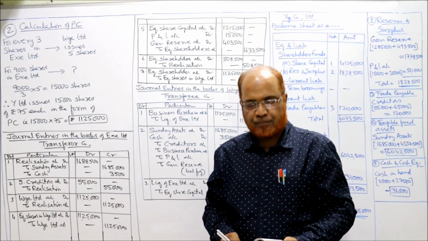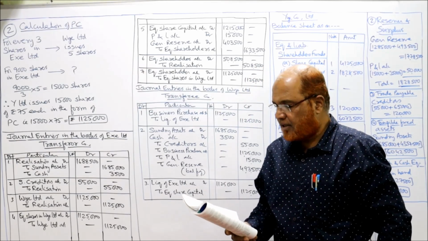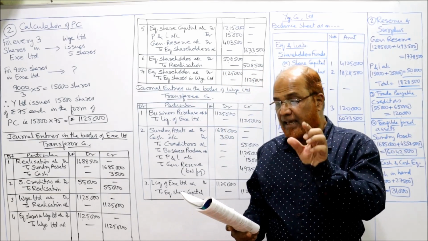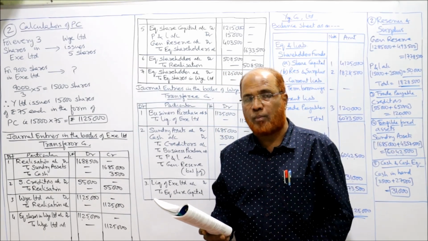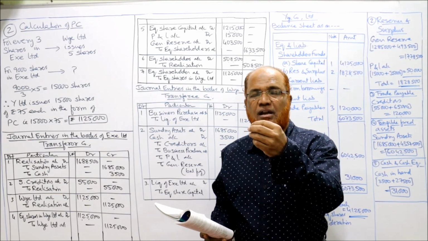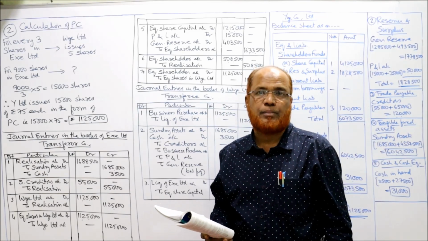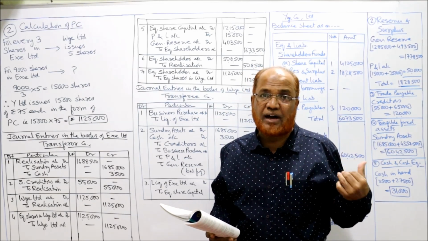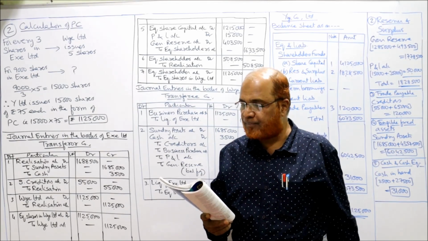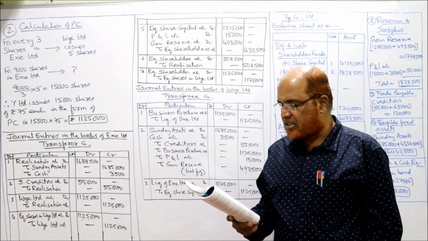See problem number 2. Already you have the printout of the problems you have taken from the link. X Limited is absorbed by Y Limited. So we can see X Limited is the transferor company and Y Limited is the transferee company. Purchasing company is Y Limited and the vendor company, which is being closed, is X Limited. Given below are the balance sheets of the two companies as on 31st March 98.